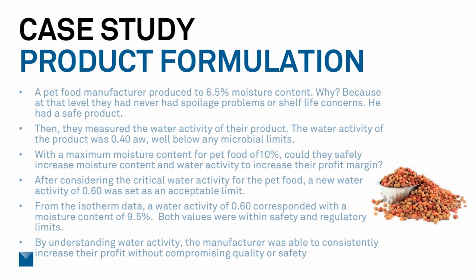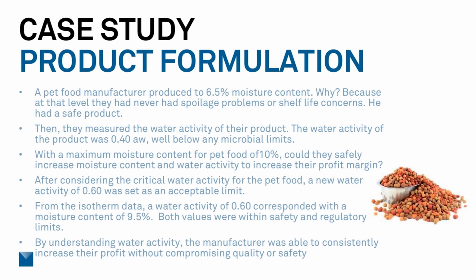All right, here's another example of product formulation. We have a pet food manufacturer who produces to a moisture content of 6.5. Why? Because he knows that he's never had any trouble with that spec before. Everything is always safe. There's never been any spoilage problems. It's good, which is fine.